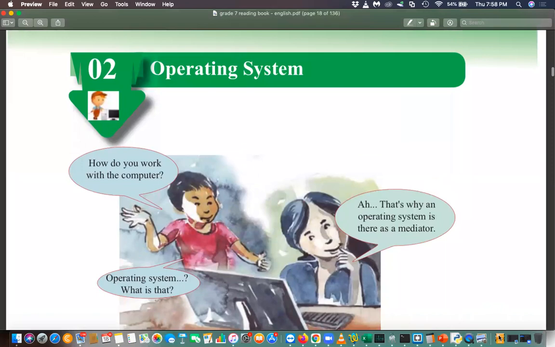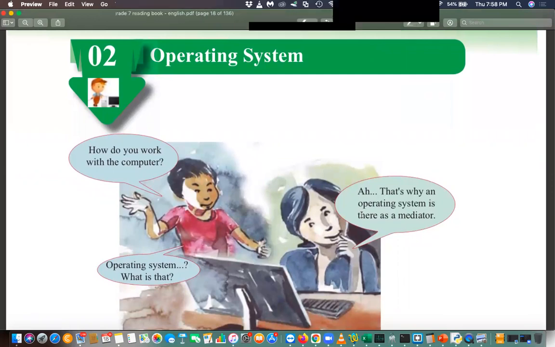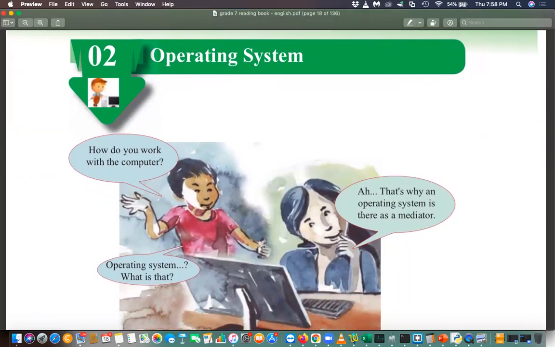Okay, about operating systems. What is basically the operating system? What do you know about operating systems? Can you give a few examples for operating systems? Anything? Can anyone give me ideas? What is an operating system? What can it do?